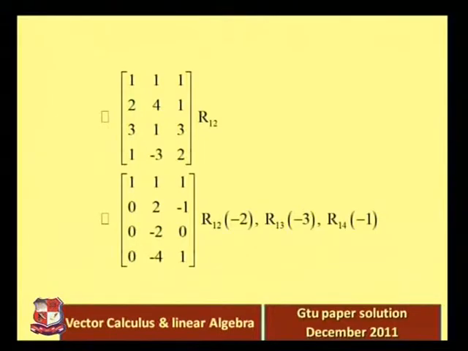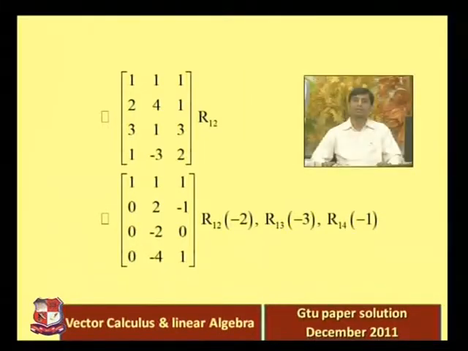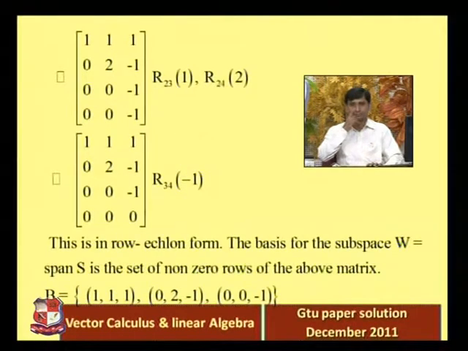Now again, we multiply the second row by 1 and add it to the third row, and we multiply the second row by 2 and add it to the fourth row. That is our next process. So the first row is as it is, 1 1 1, the second row is as it is, 0 2 -1. The third and fourth rows become 0 0 -1. Both are the same. So the next process: multiply the third row by -1 and add it to the fourth row. The fourth row becomes 0 0 0.